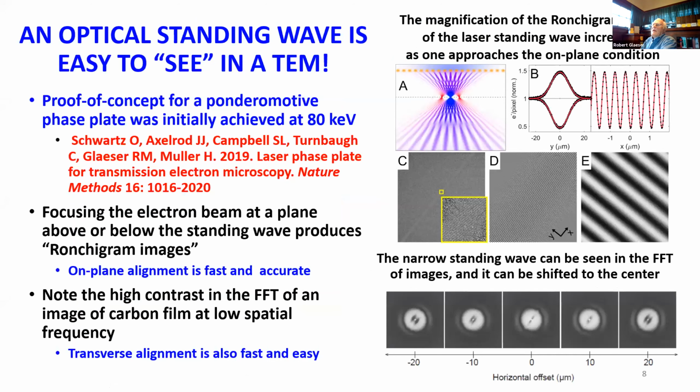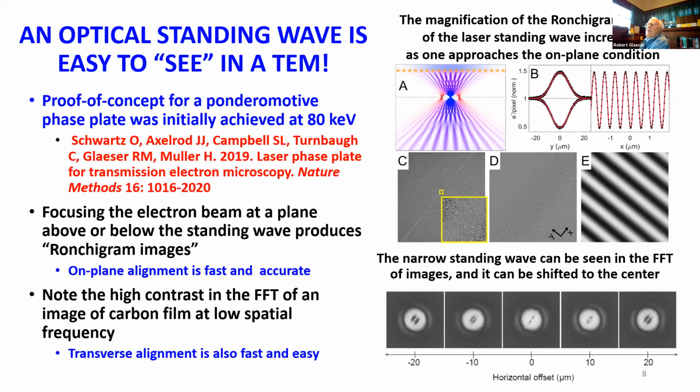Now, a little bit astonishing, I hinted at it before, a standing wave of light is actually easy to be seen in a transmission electron microscope. So if you use electrons to look, you can see light with electrons.